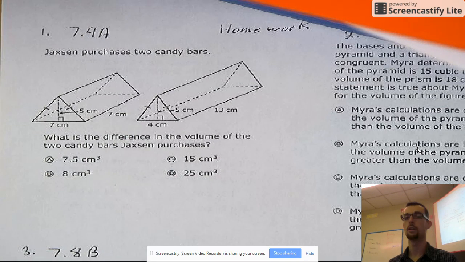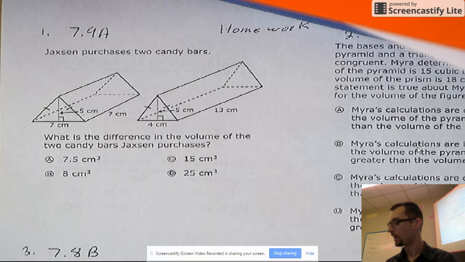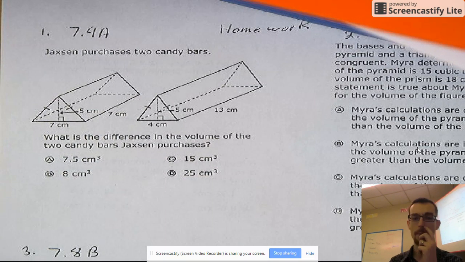So let's take a look at number 1. All right, Jackson purchases 2 candy bars. There's a picture of the candy bars. Looks like they're that triangular kind. And we want to know what the difference is in the volume of the 2 candy bars that he purchases. So how'd you find that out?